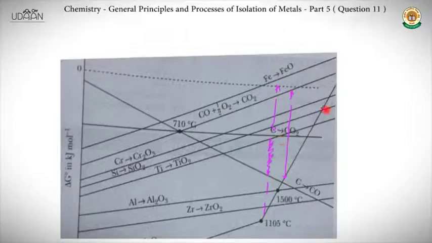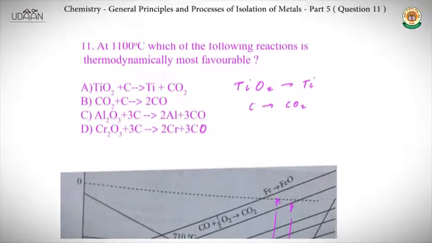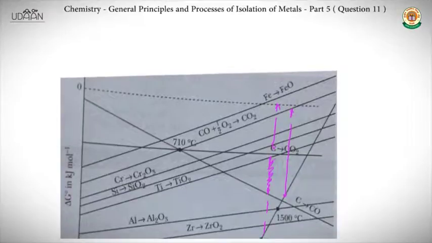Actually, the second part of the reaction is C to CO2, it is not C to CO. So we had analyzed it wrong. The C to CO2 line is the straight horizontal line, so the difference is going to be very, very small. In fact, it's going to be only this much positive. The reaction will be highly infeasible.